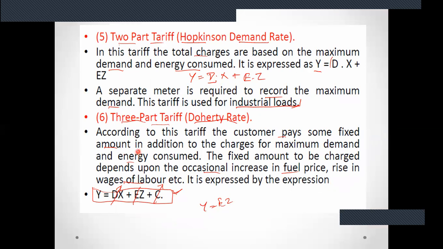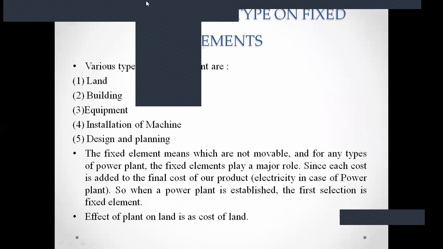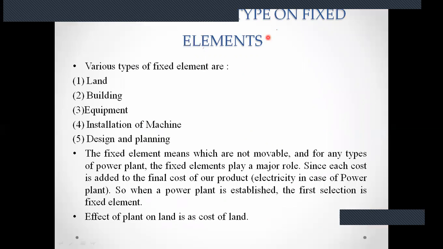That is, tariff means the total cost of the energy consumption. Okay, so next is about the effect of plant type on the fixed elements. Fixed elements we have already studied. The various types of fixed elements are the land, building, equipment, installment of the machine, and then design and planning. So these are the fixed elements. So what is the effect?